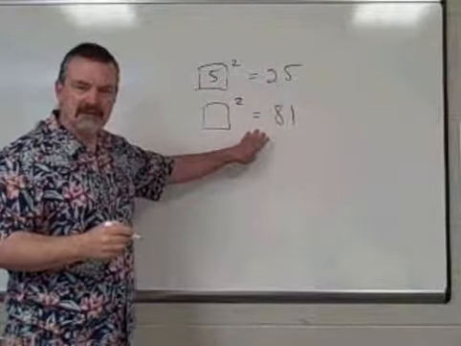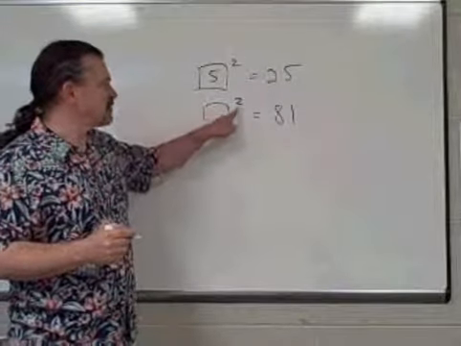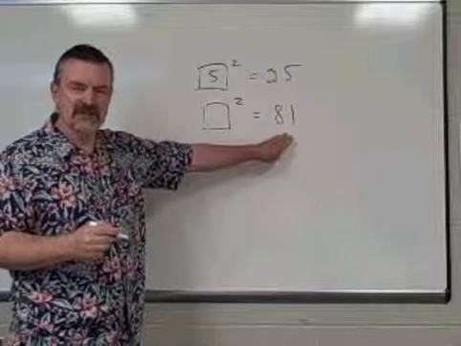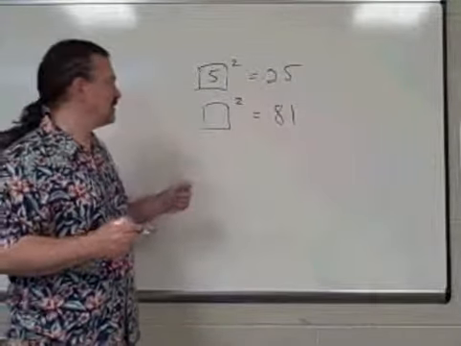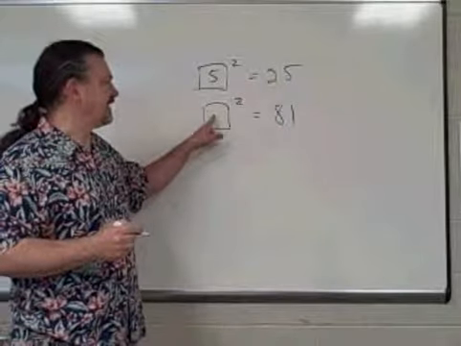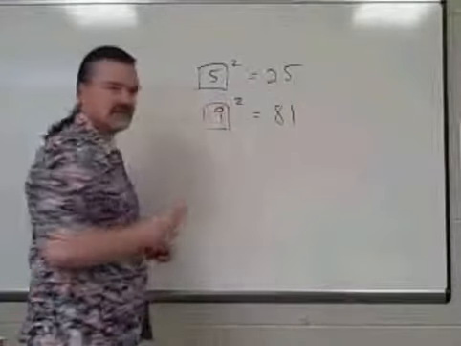How about this one? How about answering this question, filling in this blank? What number can you square that makes 81? Again, I think you probably know this one. 9 times 9, 9 squared, gives us 81.